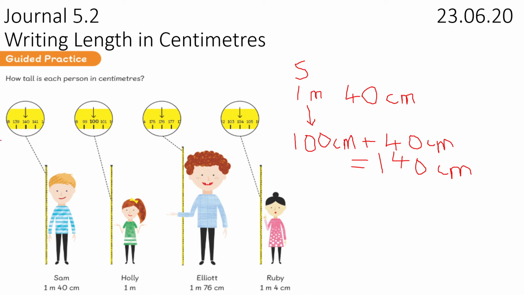Now, if we move on to Holly, Holly is 1 metre, so that's going to be a lot easier. I'm just going to write an H for Holly. And if she's 1 metre, we can already convert her because we know 1 metre is the same as 100 centimetres.